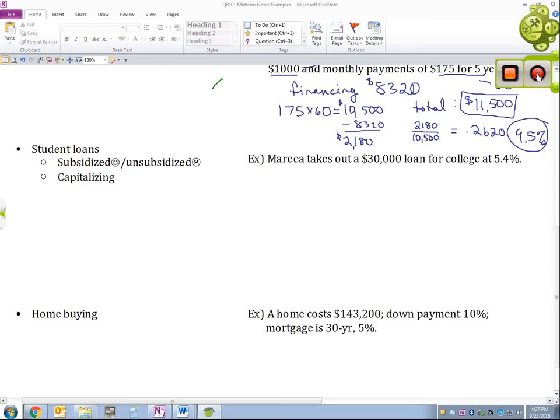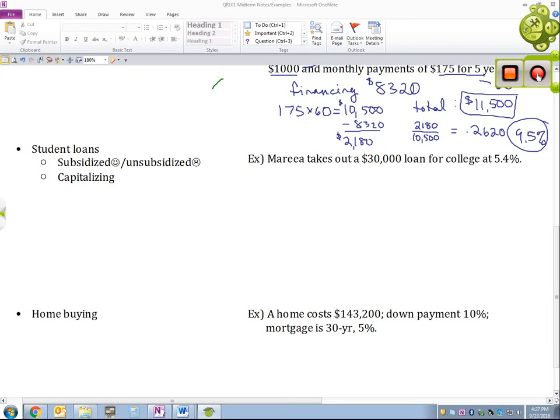Unsubsidized means that even if we don't owe while we are in school, we are still accruing interest. So the principal at the end of our deferment period after we graduate is going to be higher than what we started with because it has gained interest, okay? The other thing is capitalizing. When we capitalize, that means that we do not have to pay the interest as we go, okay? If we don't, then we're making payments as we go, but that keeps that extra interest cost down.